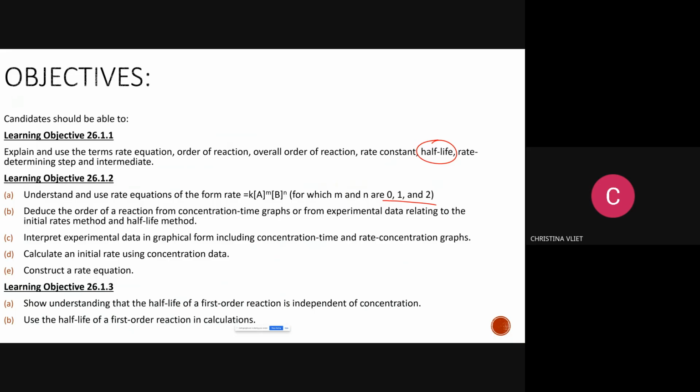Deduce the order of a reaction from concentration time graphs or from experimental data. We started looking at experimental data last class. We'll continue that today. And we're also going to look at how to determine order of reaction from graph. The half-life method is what we'll need to use for graphing. We're going to look at experimental data in graphical form, and we're going to calculate initial rate using concentration data. We started this last class. So these are all parts of the same standard.